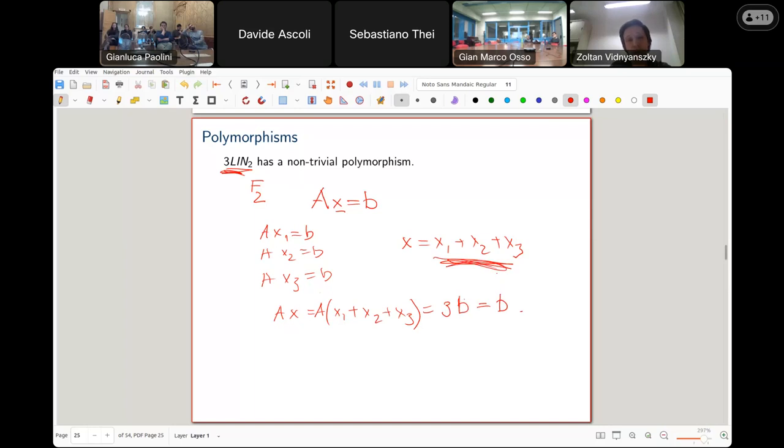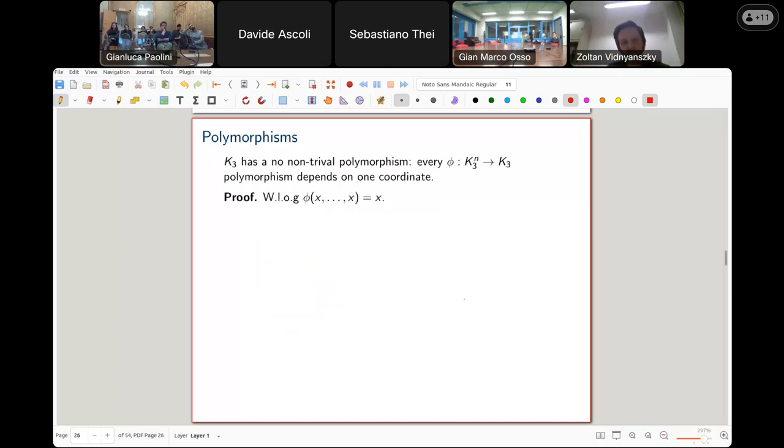So 3-lin-2 also has a non-trivial polymorphism. And a non-example: K3 is a non-example. We have seen that the two-coloring has no non-trivial polymorphisms. What do I mean by it? Formally, I mean the following. If I'm given a polymorphism from K3 to the N to K3, then it must depend only on one coordinate. This is the claim I'm making, and it says that everything is essentially a projection. K3 is again the triangle, so it looks something like this.